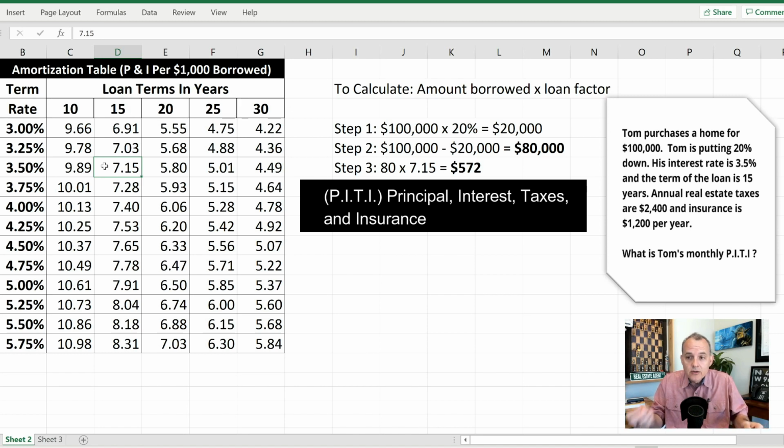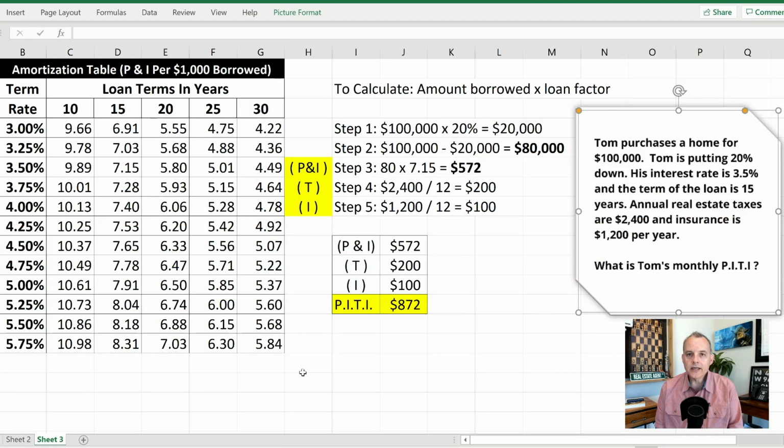They just may ask you for P&I. I've seen that question several times. But I want you to know how to complete this if you have to calculate all four components of your monthly payment, PITI. So let's do the rest of this math problem. All right, so let's complete our calculation. Let's figure out what our total monthly payment is, our total PITI. Well, we already know that our P&I, that principal and interest portion of our monthly payment, is $572.